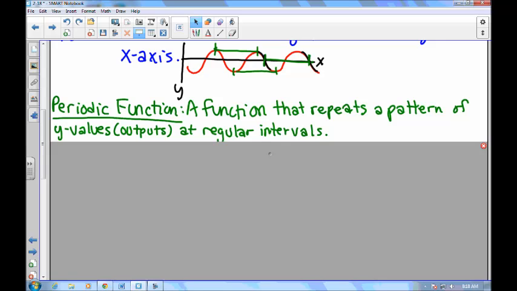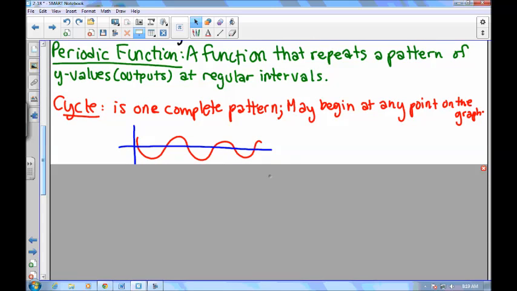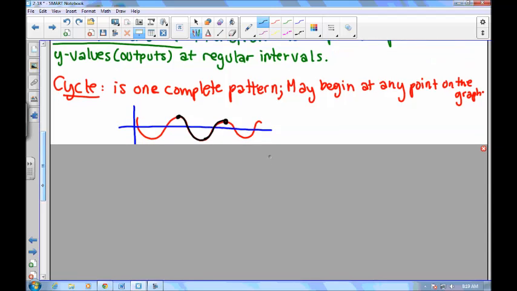Okay, next one. Styles, I think maybe this is what you're talking about. Cycle. A cycle is one complete pattern. It may begin at any point in time on the graph. But the difference between cycle and a period is that, actually let's do this. A cycle, if I start on a mountain peak, the cycle traces the function. So the cycle is going to go down and until, tell me when to stop. When do I get back to my starting place? Good. Okay, so that is the cycle. We can mark it even.